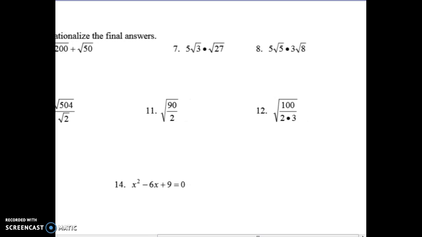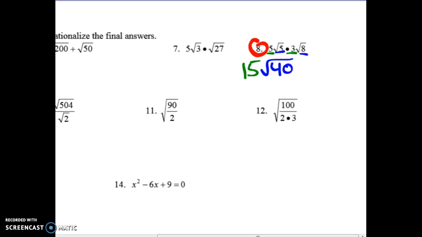I'm going to take a look at number 8. 5 rad 5 times 3 rad 8. Anytime I see these problems, numbers outside of the radical, in this case 5 and 3, are allowed to interact with each other. That turns into a 15. Numbers inside the radical, 5 and 8, are allowed to interact with each other. We would get a rad 40.